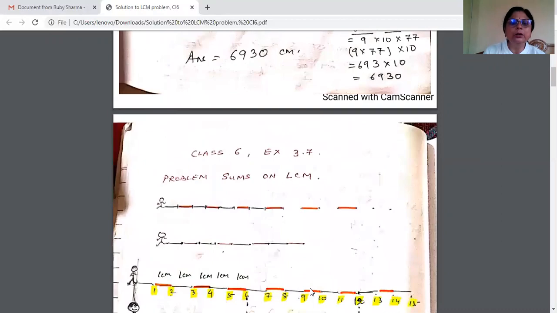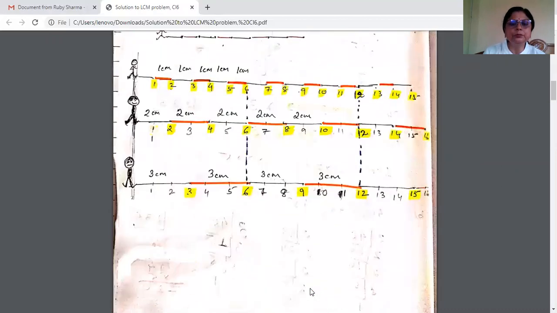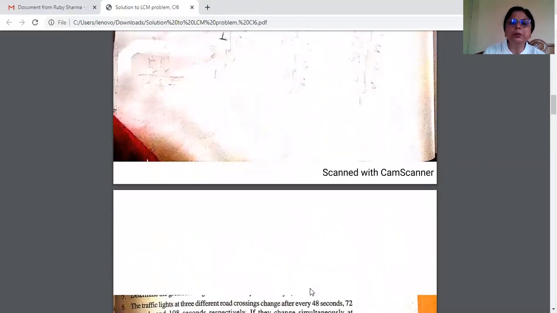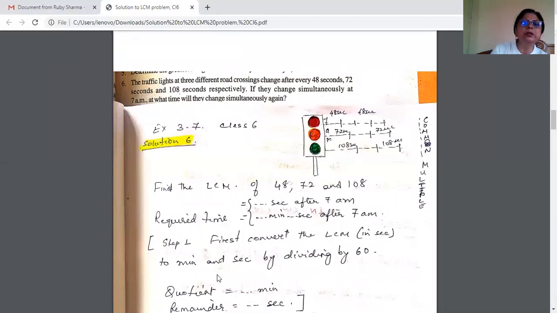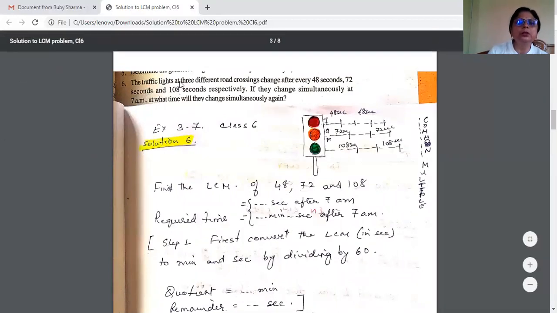Okay. Now the next one is a similar sum. That's why I've given you here number 6 from your textbook. See the traffic lights at 3 different crossroads. Okay, so you know what is a traffic light, isn't it? So one traffic light will be here, one will be here, one will be here. So at 3 different positions.